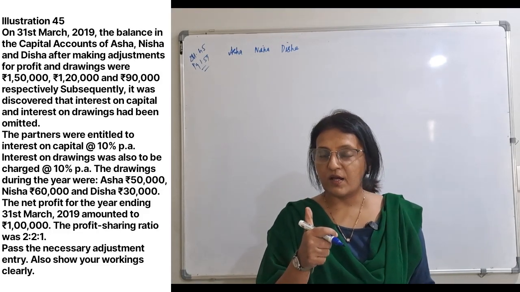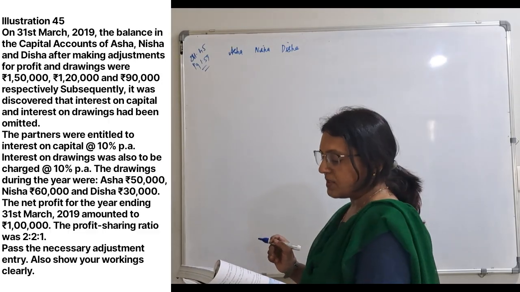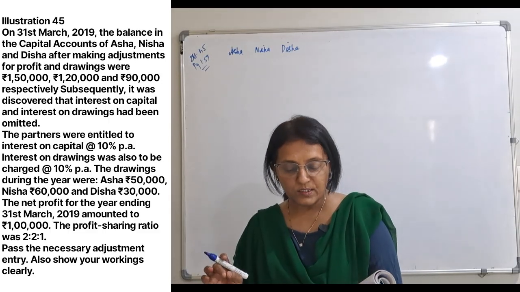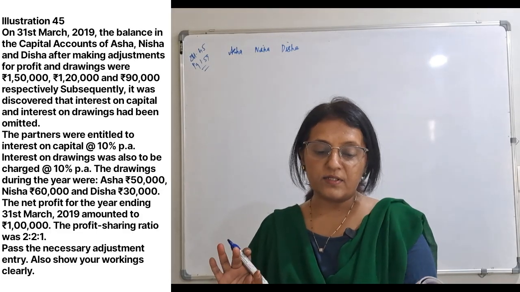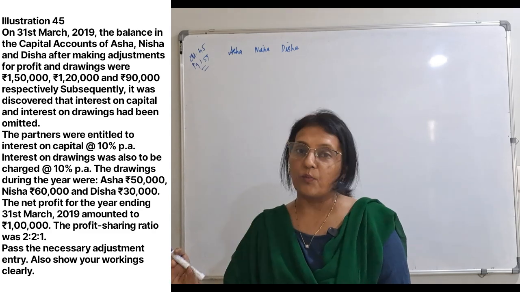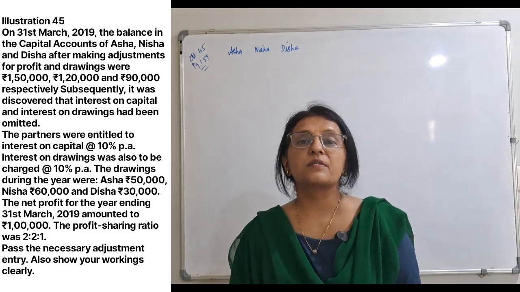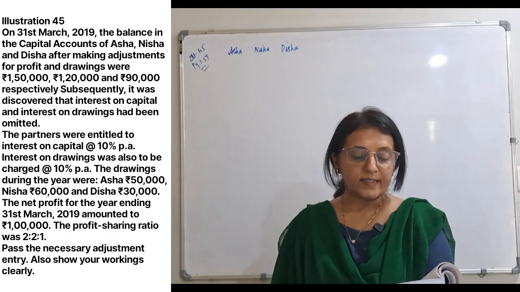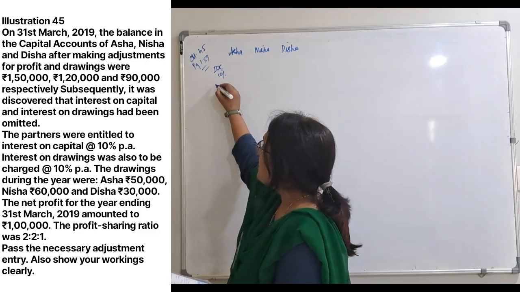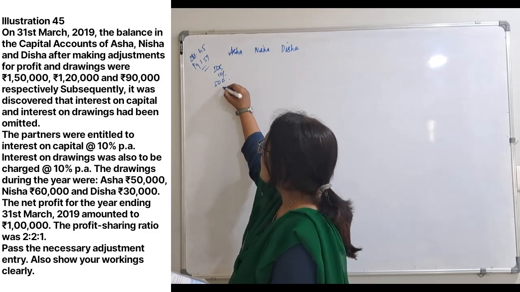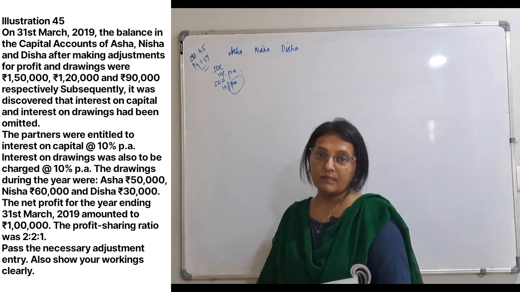So the first thing that we have to do is find out the opening capital. The closing capital given to us is 1,50,000, 1,20,000 and 90,000. Subsequently, it was discovered that the interest on capital and interest on drawings were omitted. We have not given interest on capital and we have not even charged interest on drawings. The partners were entitled to interest on capital. So we were supposed to give interest on capital at 10%. Interest on drawings is to be charged at 10% per annum. I have circled the per annum.